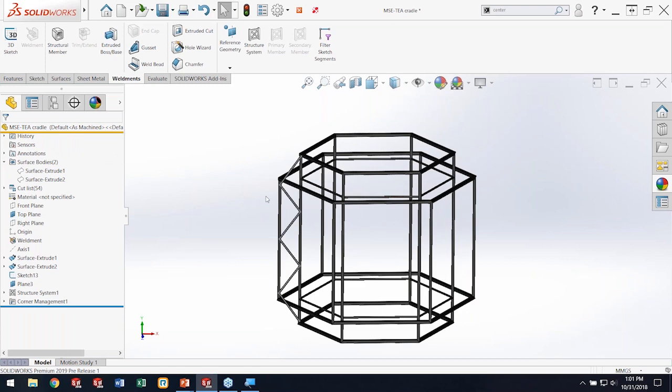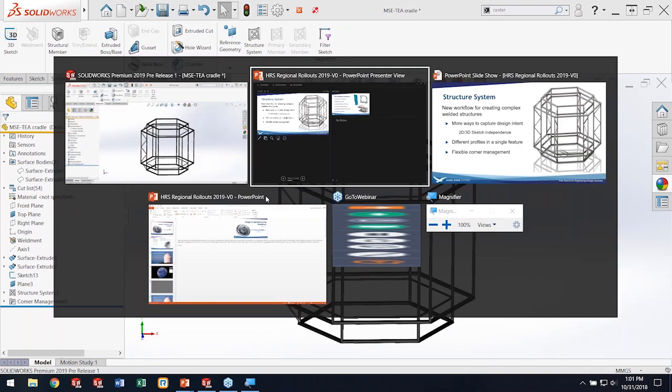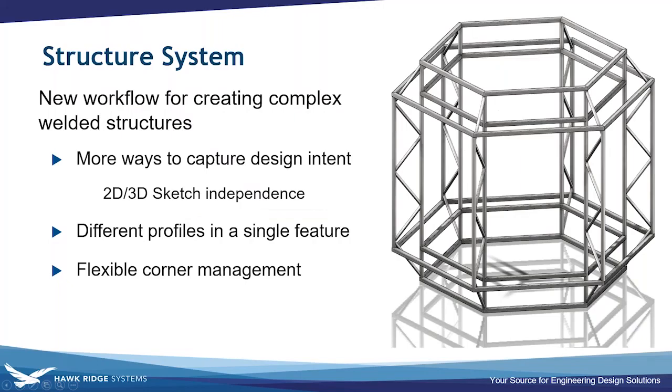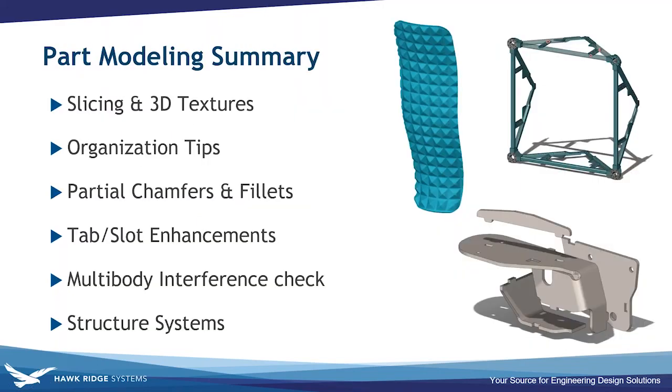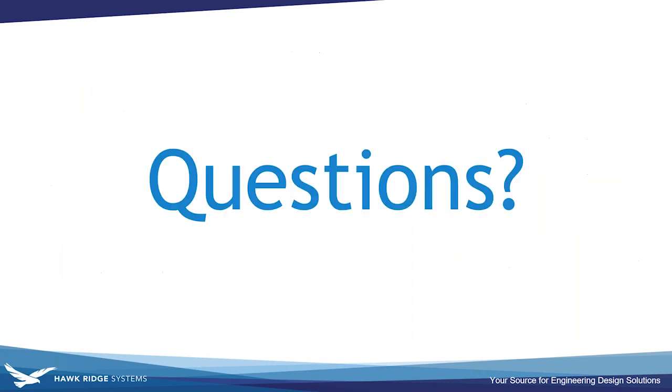So I'm running out of time. Just to summarize here, for our part modeling, we have our slicing and the 3D texture tool, those nice organization tips, partial chamfers and fillets, the tab and slot enhancements, multi-body interference checks, and the new structural systems tool. So that is all the formal content I have to show you guys.